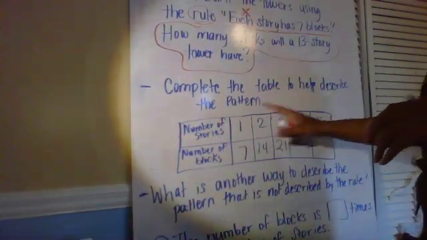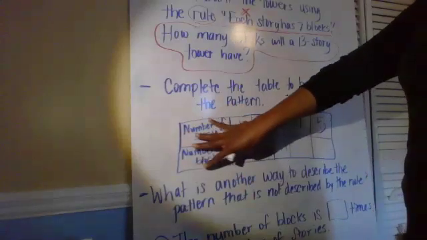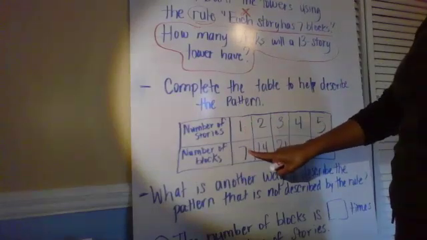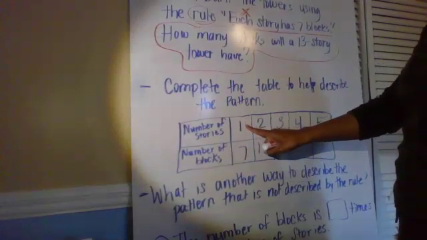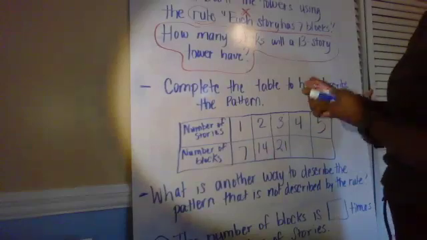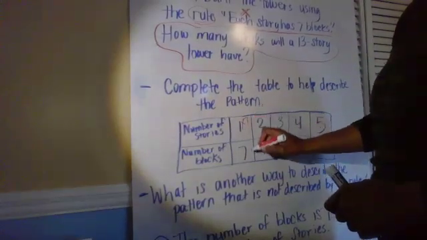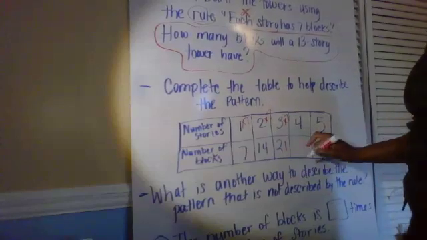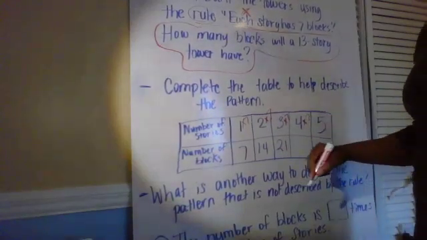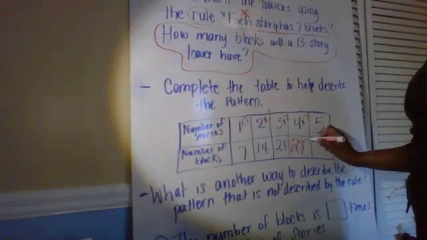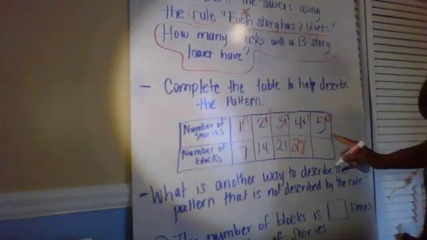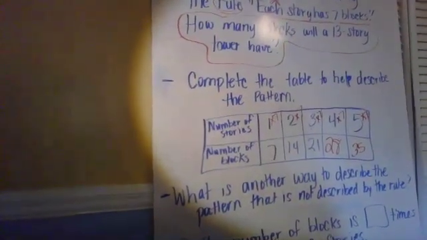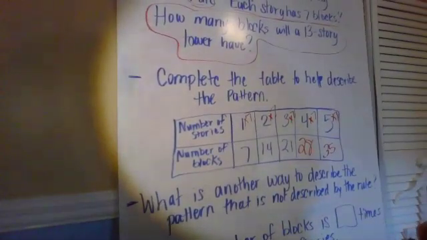Complete the table to help describe the pattern. So this is our table that we have. If I have one story and I multiply it by the 7 blocks, then I'm going to have 7 blocks. Simple. 2 times 7, 14 blocks. 3 times 7, 21 blocks. 4 times 7, I know my 7's facts, that's 28 blocks. 5 times 7, that's 35 blocks. So that is going to give me the 35 blocks that I need.